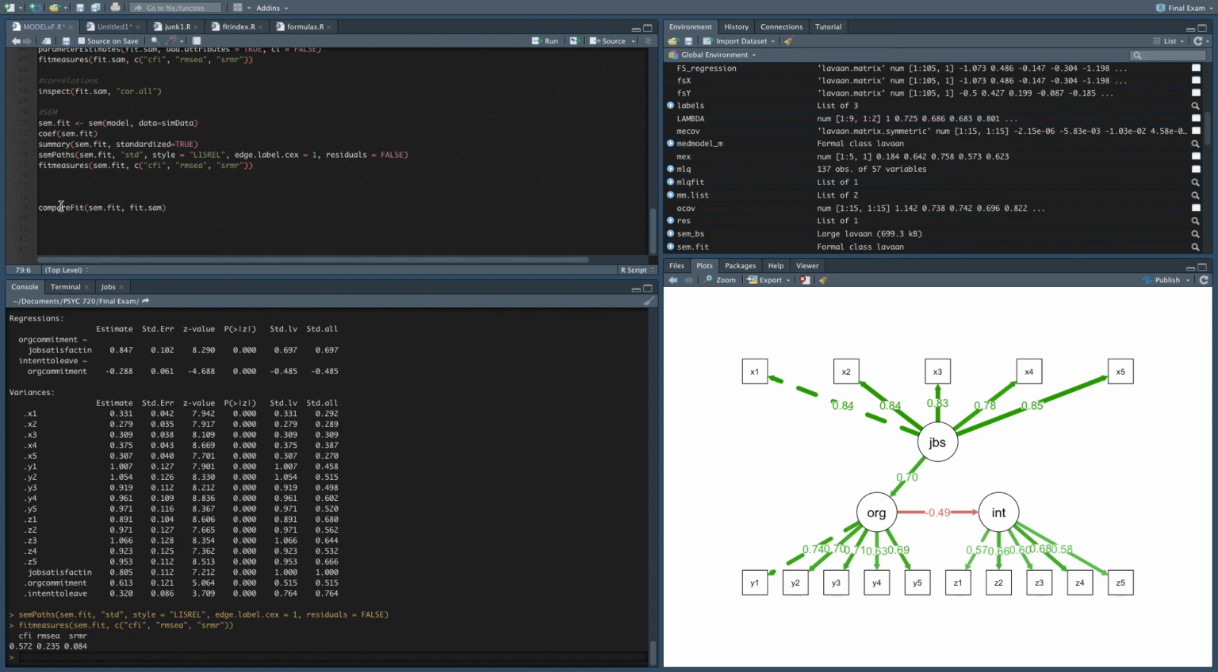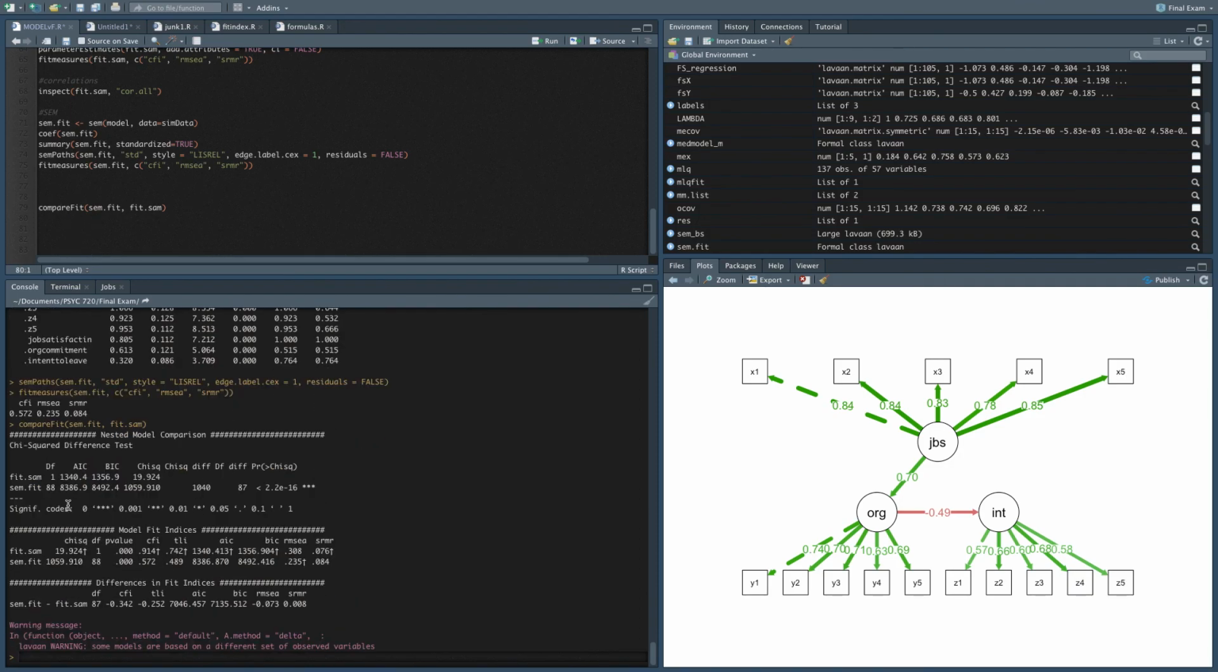I can go ahead and run this compare fit, which is just going to show them next to each other. It actually fits significantly better according to this. It's got all better model fit indices except for, like I said, that RMSEA, which is fine. And it just shows the differences, which I don't really need for anything because we're just looking at these against each other. But yeah, pretty cool.